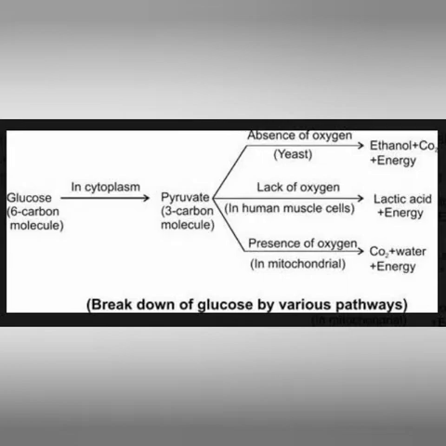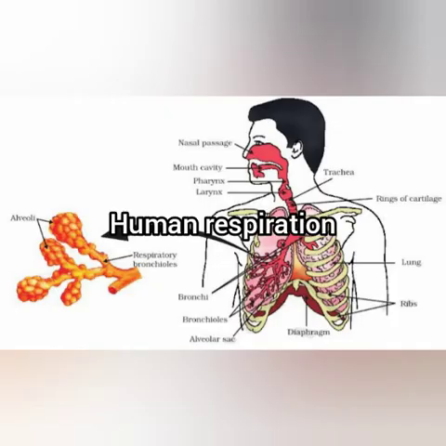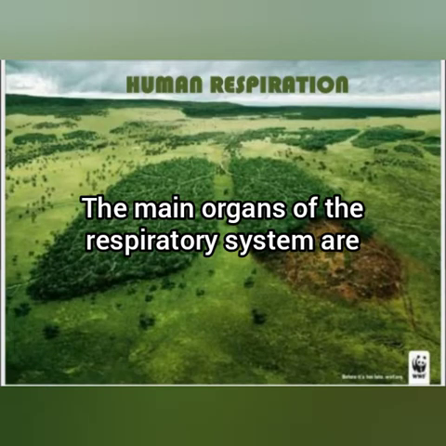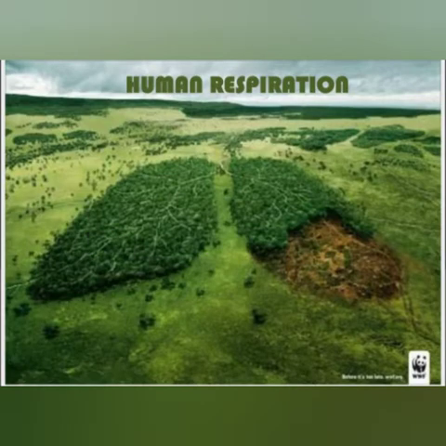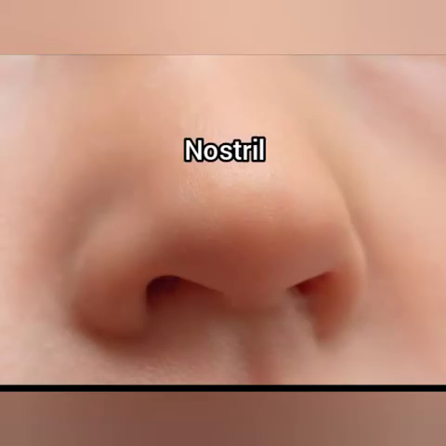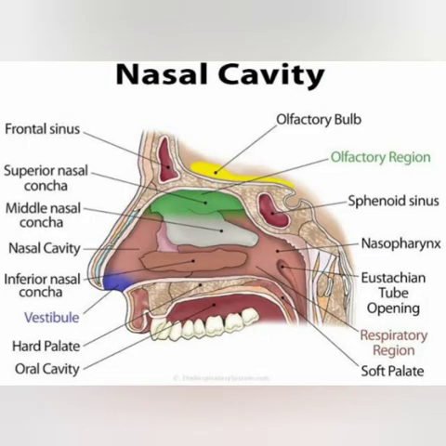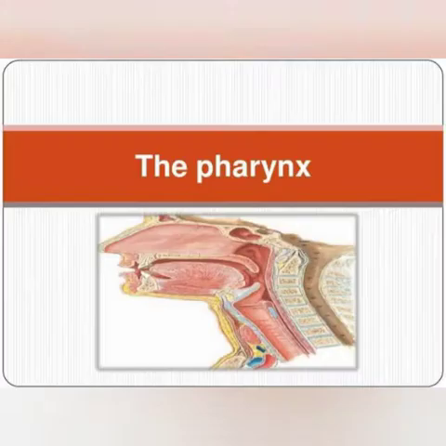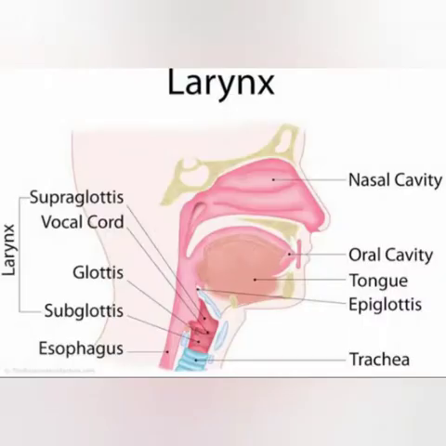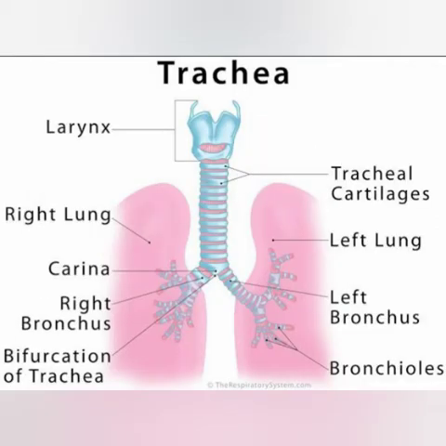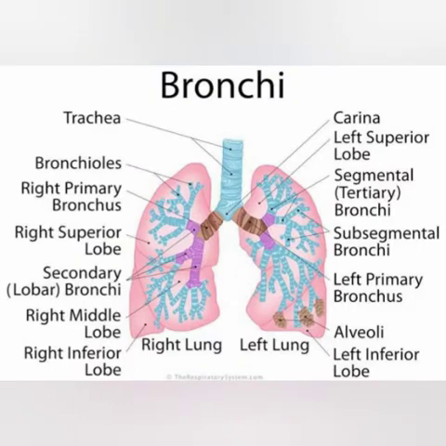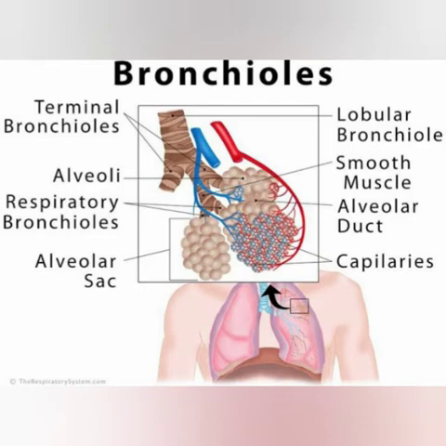Now, human respiration. The organs are the nostril, nasal cavity, pharynx, larynx, trachea, bronchi, bronchioles, lung, and diaphragm.